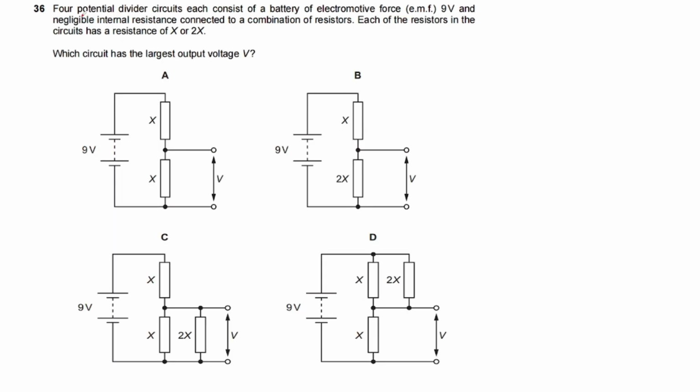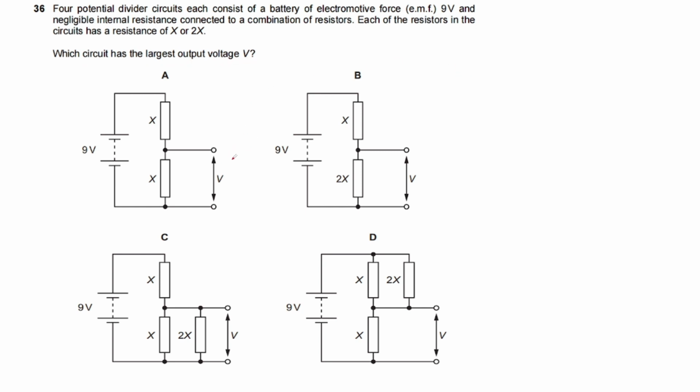Question number 36. Four potential divider circuits each consist of a battery of electromotive force of 9 volts and negligible internal resistance connected to a combination of resistors. Each of the resistors in the circuit has a resistance of X or 2X. Which circuit has the largest output voltage V?